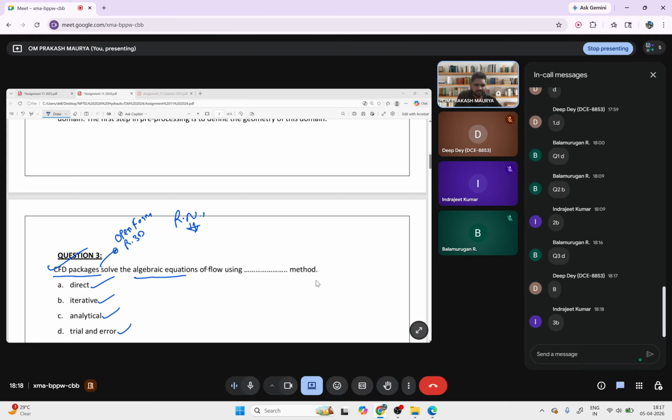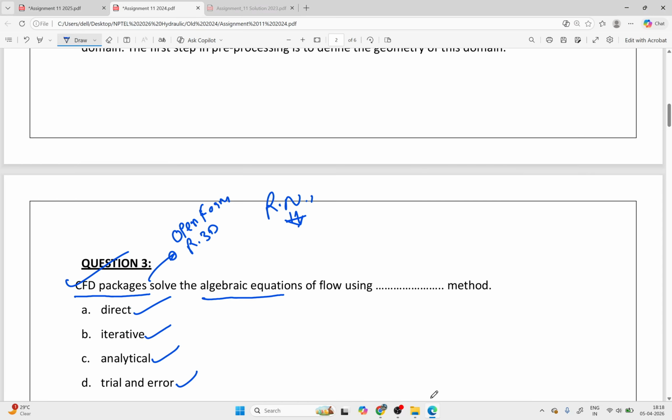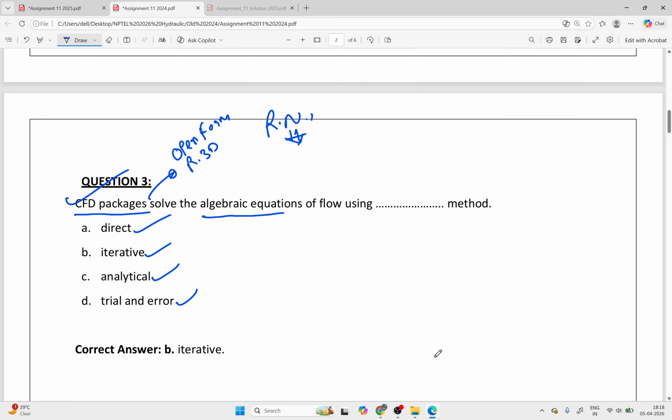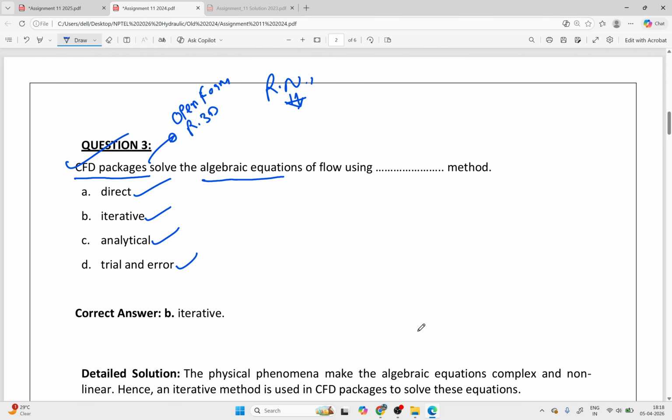Okay, so Deep is telling B and Indrajit is telling B, that is iterative method, and Bala is telling D, trial and error method. Okay, no issue. So a bit contradictory here. So let me just go for the final answer. Your final answer is iterative. Remember please, option B will be correct.